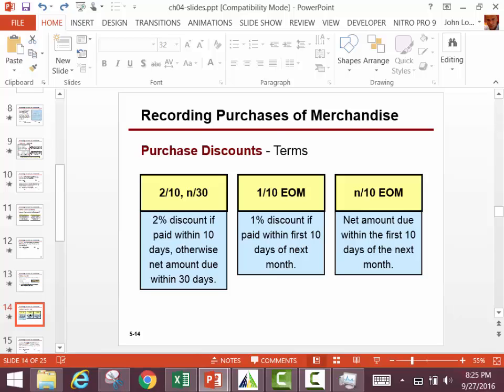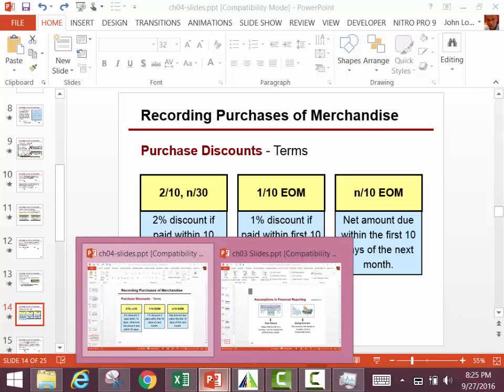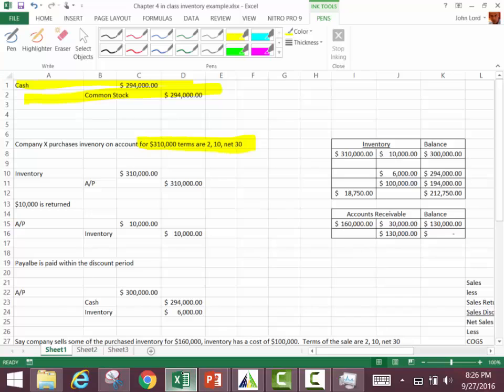Could be 5 days. That's right. Whatever, right? Okay, but that's the way that's read. Okay, good. So we've got this situation now where we purchase some inventory, 2/10, net 30, and is inventory an asset? So to increase it, we debit it for this $310,000, and then we credit the accounts payable for $310,000.